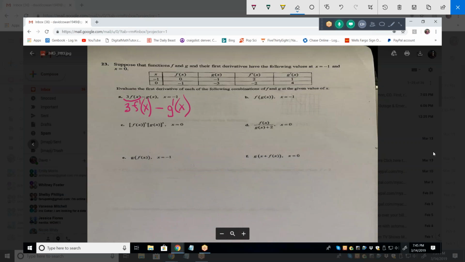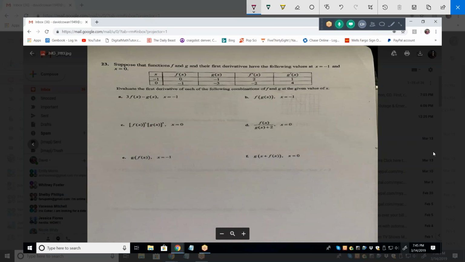So now let's evaluate that. So it's 3 times f prime of -1 minus g prime of -1. So what is f prime of -1? Is -2. It's positive, no, 2, positive 2. Okay, so this is 6 minus g prime of -1. 1. So that's equal to 5. Okay.